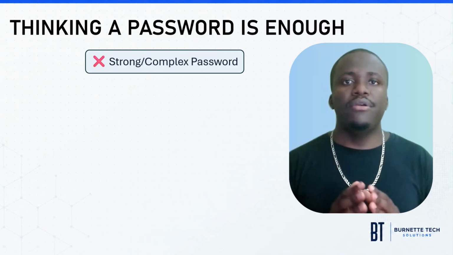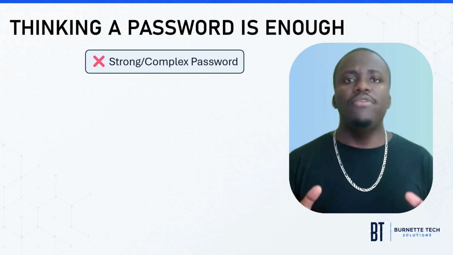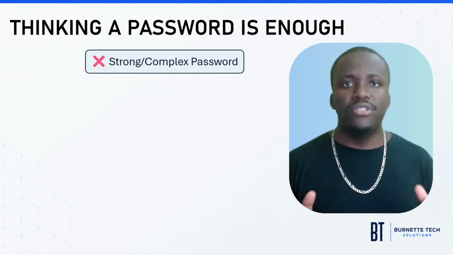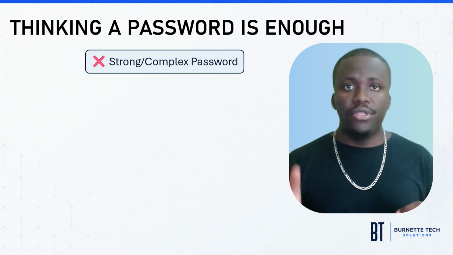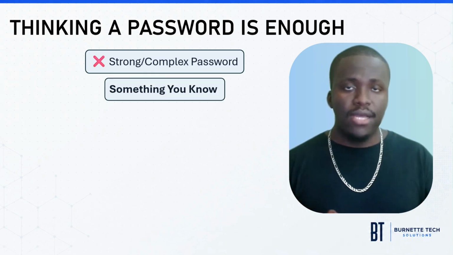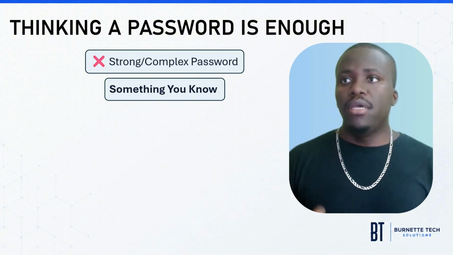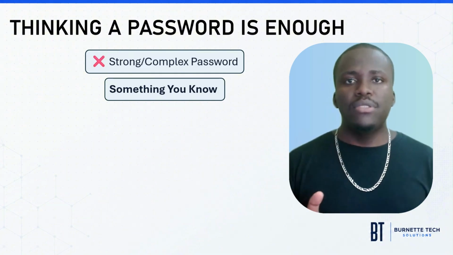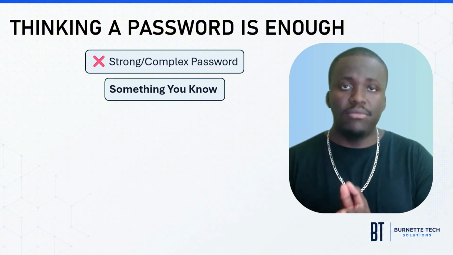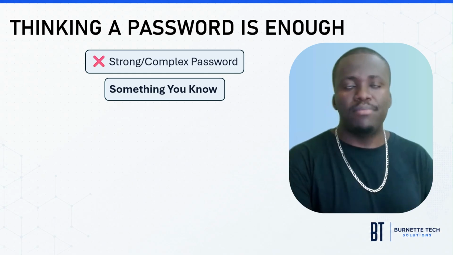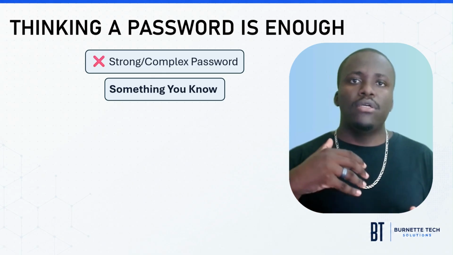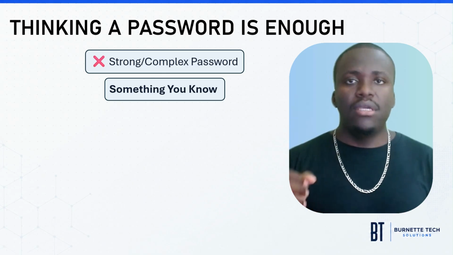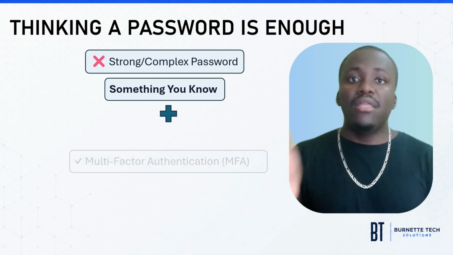In the realm of security, we use something called multi-factor authentication, and it revolves around three things mainly: something you know, something you have, and something you are. A strong complex password falls under something you know. So you know that password, whatever that complex password is. But to be more secure, you need to add in the other factors.